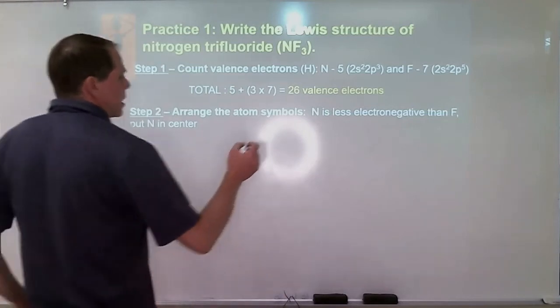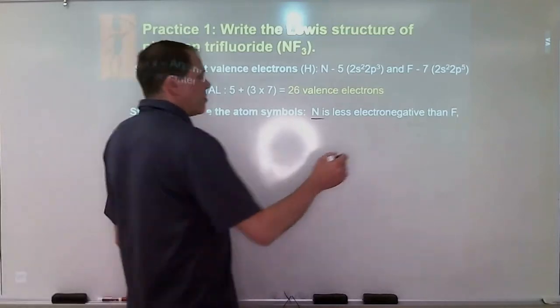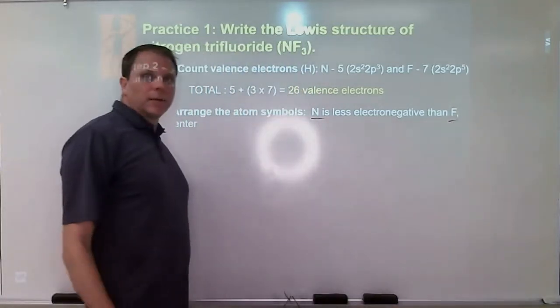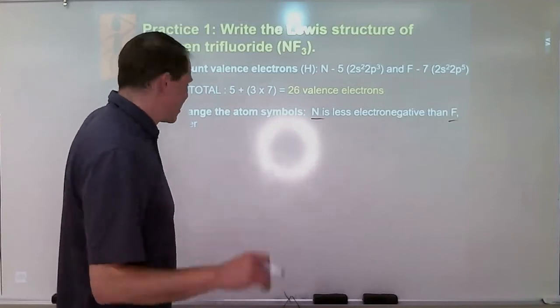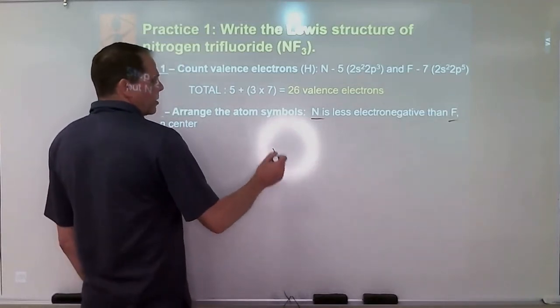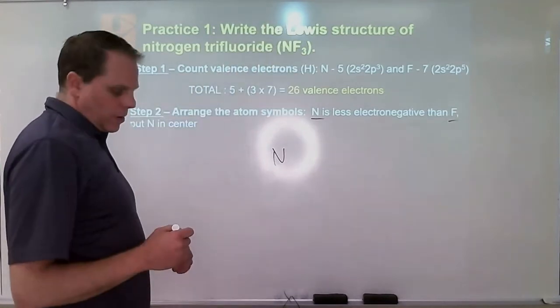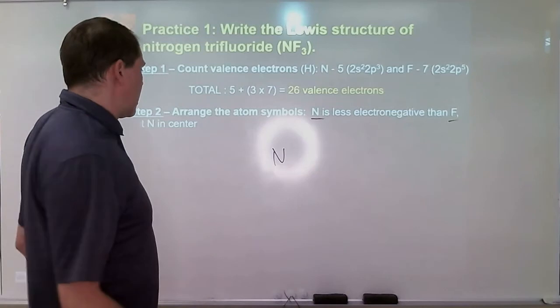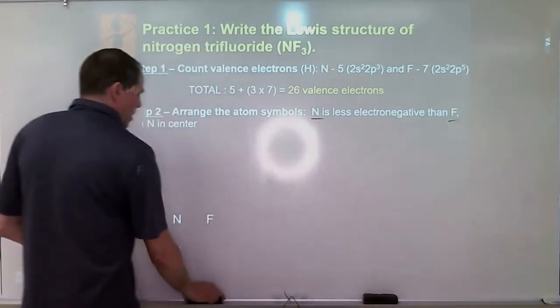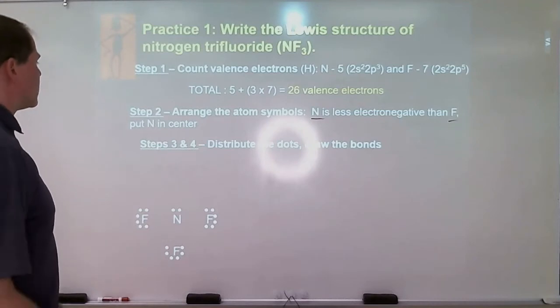Now, which one is less electronegative? All right, nitrogen is less electronegative, so it should go in the middle. And remember, fluorine never goes in the middle, with some exceptions. And so I'm going to put N in the center, and I've got to distribute my other ones around the outside, right? So I've got to distribute my fluorines around the outside. I don't have to redraw that because that's already been done. Look at it down here, okay? So fluorines going on the outside.